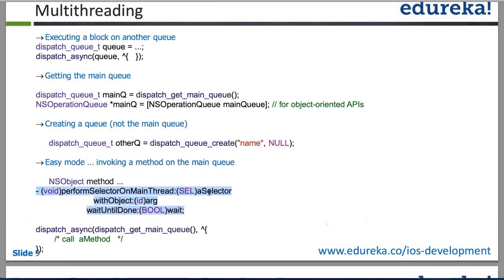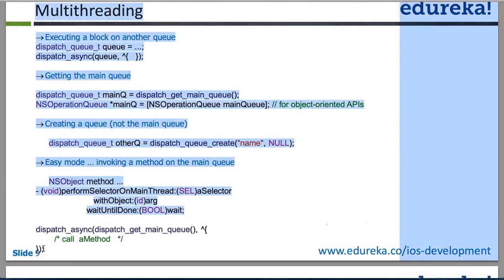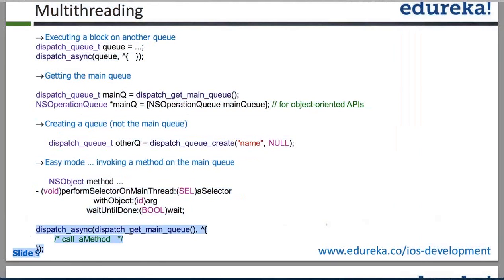You don't need to create a queue, you don't need to use GCD, or you don't need to use operations. You can use this method directly and update the UI or run some code on main thread. Now, if you want to use GCD, then we have this dispatch_async method. So this dispatch_async method will take a queue. There you are going to give the main queue, and then inside the block of the code you are going to write whatever you want there.